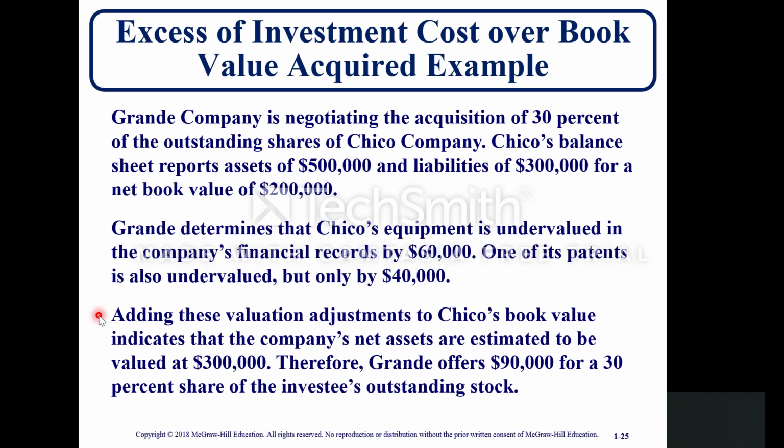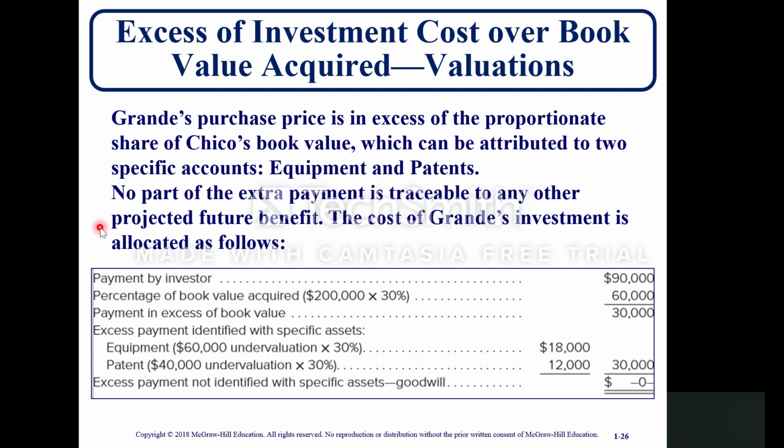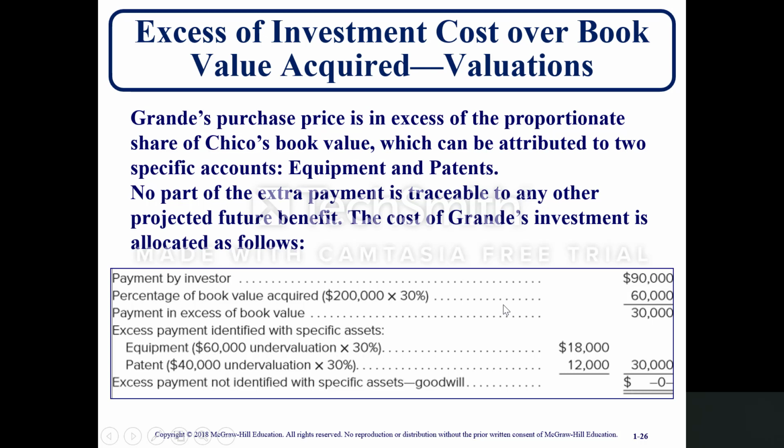So what they're discussing about the book value being different than the fair value here is that they identified some items when they did their research that were valued differently than how the company is valuing them, and they made their offer based on that. So Grande's purchase price is in excess of the proportionate share of Chico's book value, which can be attributed to two specific accounts, the equipment and the patents. No part of the extra payment is traceable to any other projected future benefit. The cost of Grande's investment is allocated as follows.